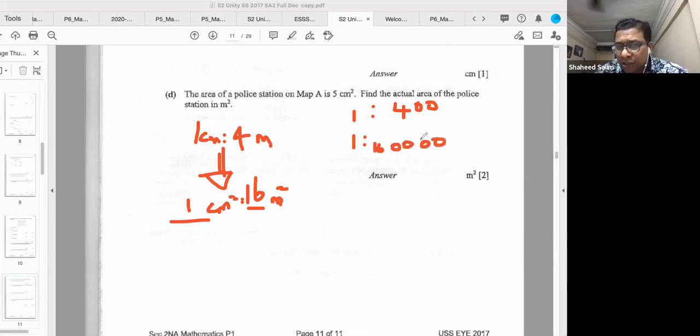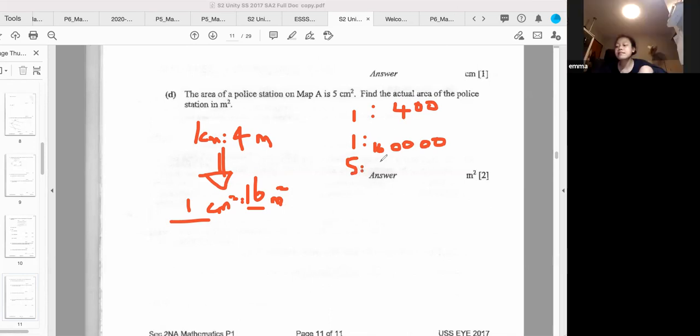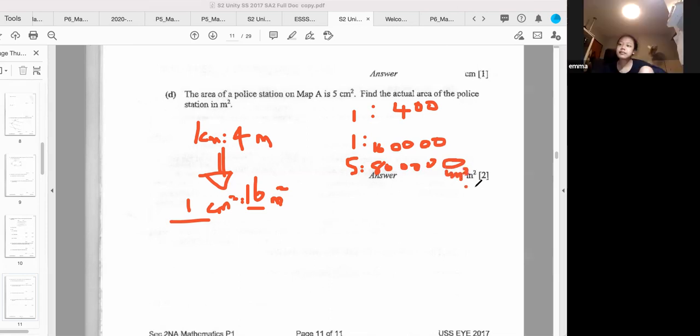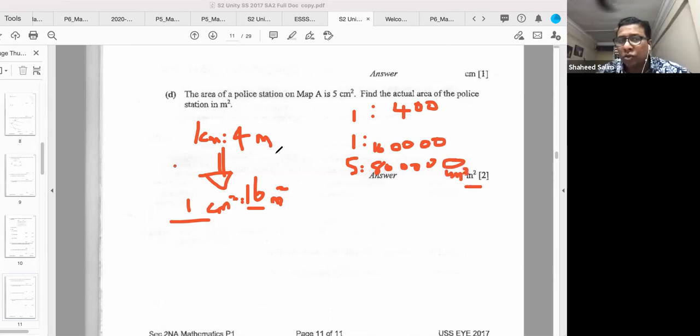But how are you going to change it? Let's say they tell you now it is 5 cm square. You times by 5, you get 800,000 square cm. They want you in meters. How to change? That's why using this scale is better.